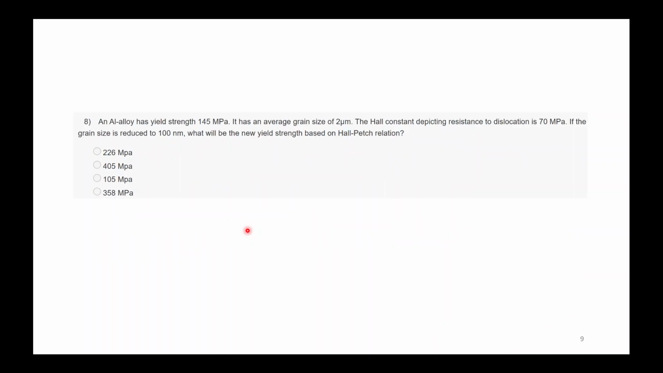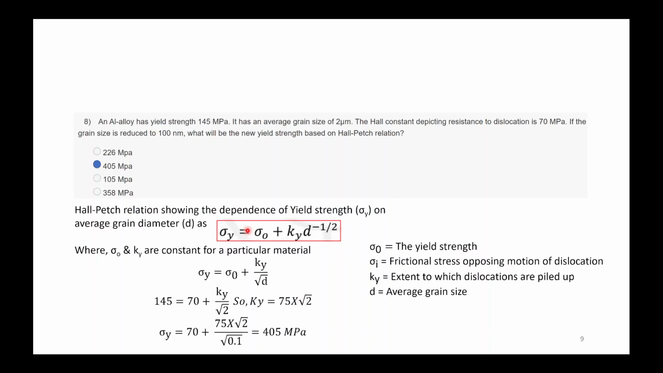An aluminium alloy has yield strength of 145 MPa. It has an average grain size of 2 micrometer, and the Hall constant depicting resistance to dislocation is 70 MPa. If the grain size is reduced to 100 nanometer, what will be the new yield strength based on Hall-Petch relation? So your answer will be 405 MPa.